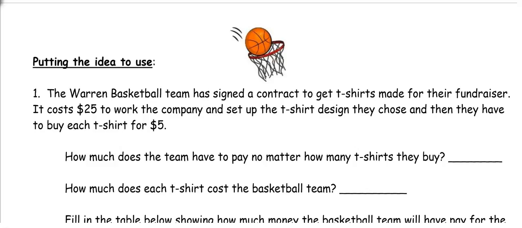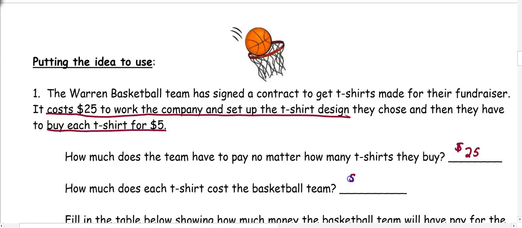So the Warren basketball team has signed a contract to get t-shirts made for the fundraiser. It costs $25 to work with the company and set up the t-shirt design they choose, and they have to buy each shirt for $5. So how much does the team have to pay no matter how many shirts it buys? Well, it has to pay the setup cost, which is $25 to set up the design and work with the company. Then they also have to buy each shirt for $5. So each shirt is going to cost the basketball team $5.